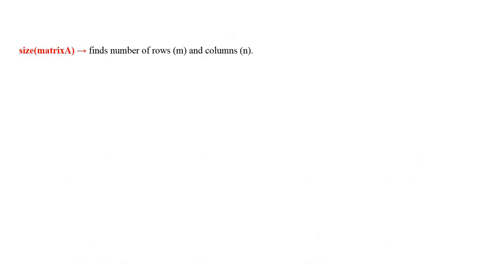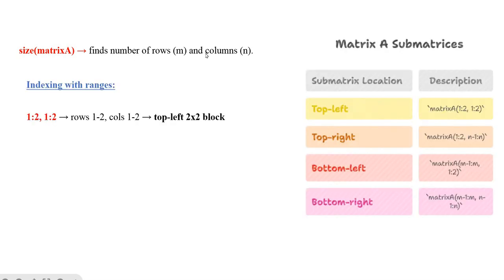So this command is used to find the number of rows and the number of columns. We take the size of matrix A in order to determine the size of the matrix. This is the command we'll be using to know the size of the matrix. Here m is the number of rows, n is the number of columns.